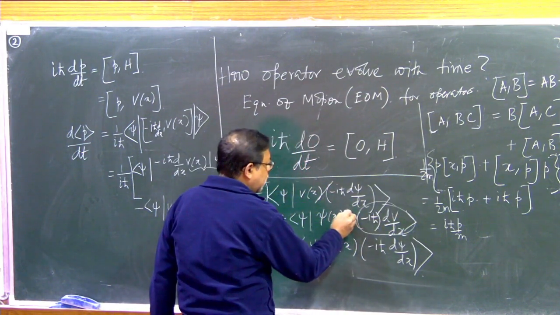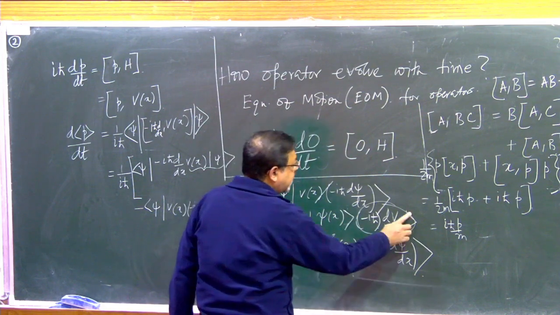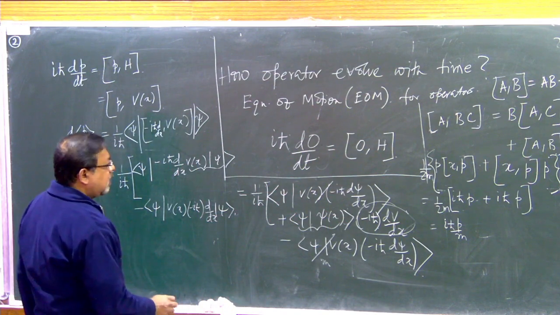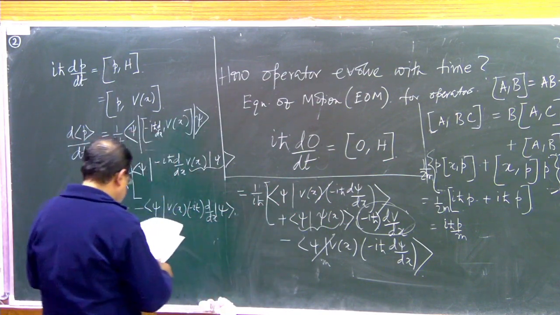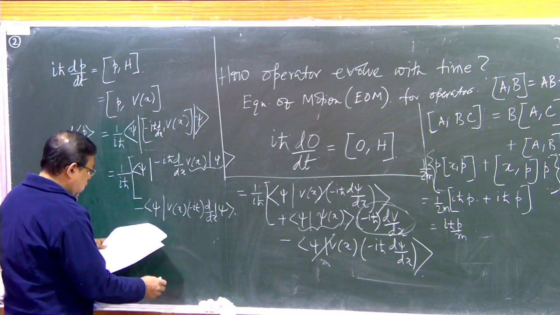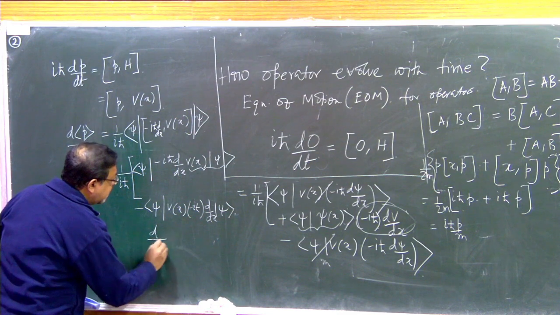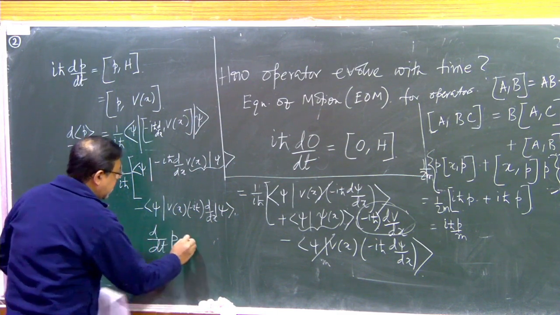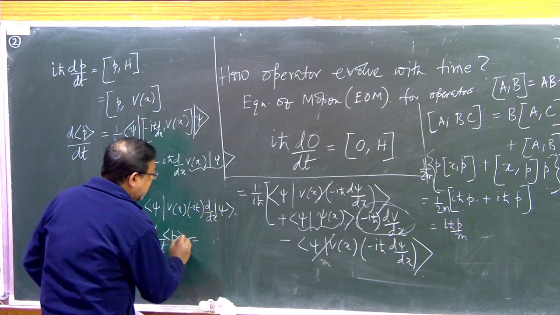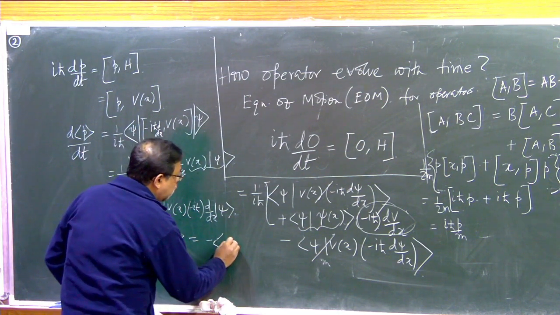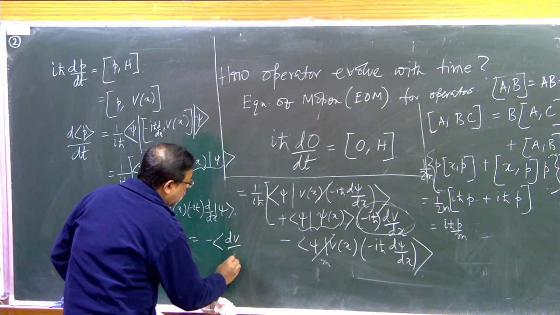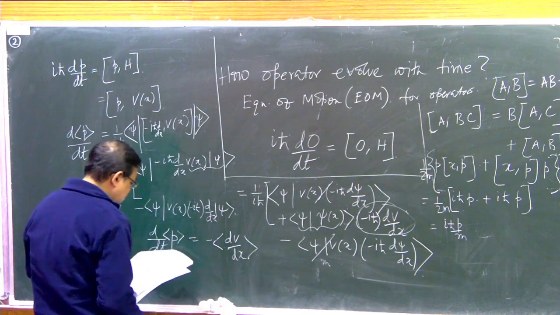So let's put this angular bracket here, which will of course give me equal to 1, and this iℏ etc. will cancel, and what we get is that d/dt of p is equal to minus the expectation value of dV/dx, or ∂V/∂x, whatever you want to call it.